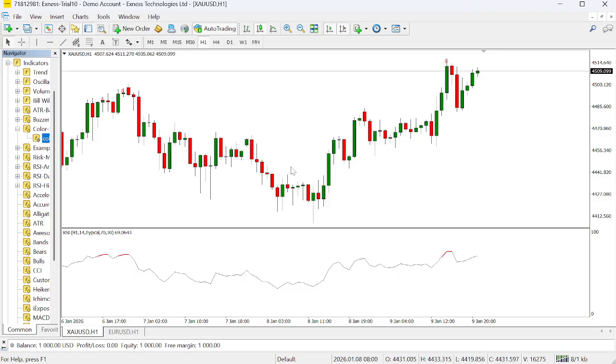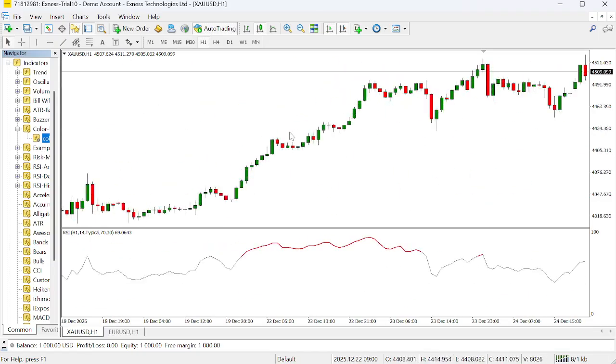For divergence detection, if the price forms a lower low while the RSI indicator forms a higher low, the RSI Paint Indicator draws a red divergence line suggesting a potential bearish trend reversal, and when price forms a higher high while RSI forms a lower high, a green divergence line appears, signaling a possible bullish reversal.